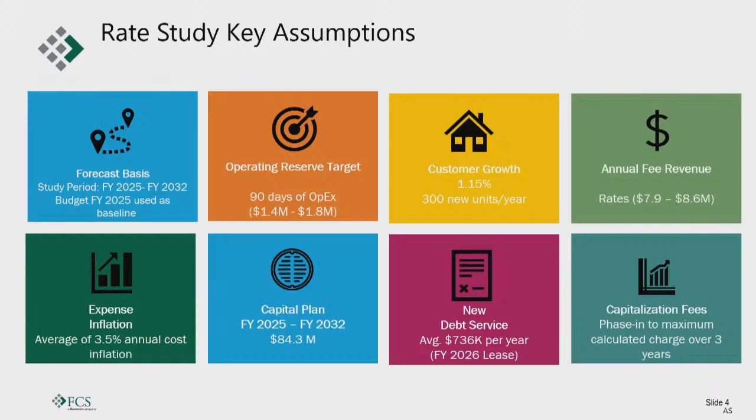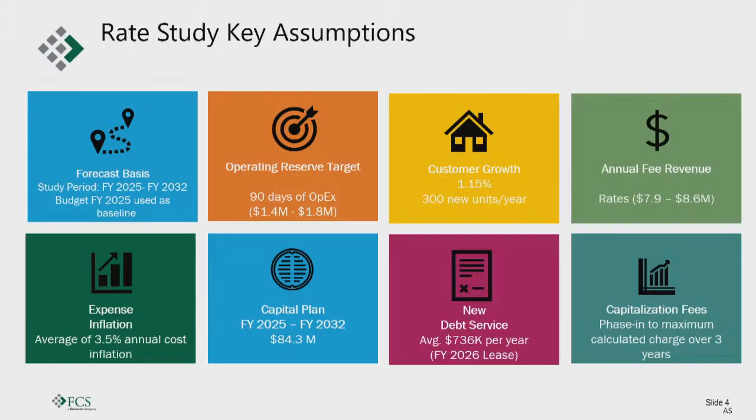I mentioned a reserve target on the previous slide. We will be aiming to hit 90 days of O&M expenses as our reserve target. That's between 1.4 and 1.8 million. That's really in place to weather those cash flow fluctuations throughout the year.